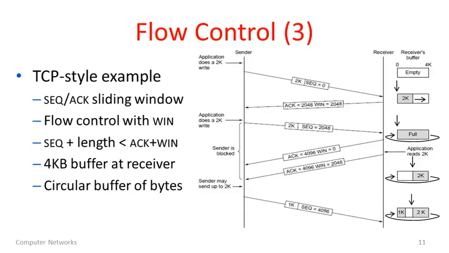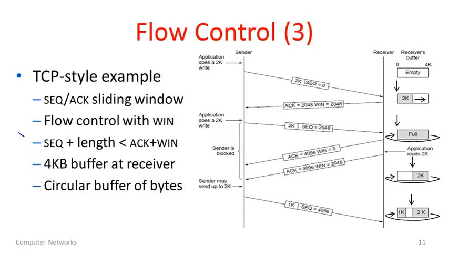So I'll now show you an example of flow control, just to put it all together. This is a fairly long example, so it'll take us a little while to go through it. It's also a TCP style example. Here we use a sequence number and an acknowledgement number for the sliding window. These are both measured in bytes, they're byte positions. The flow control window is carried in a variable called win.